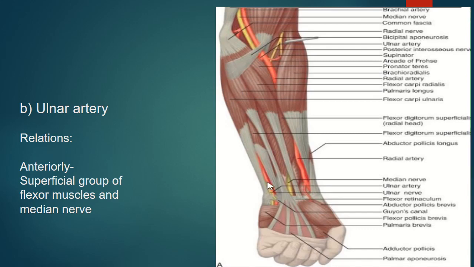While in the lower half of the forearm, as you can see here, this ulnar artery is only covered by the skin and fascia. It becomes superficial in the lower half of the forearm.